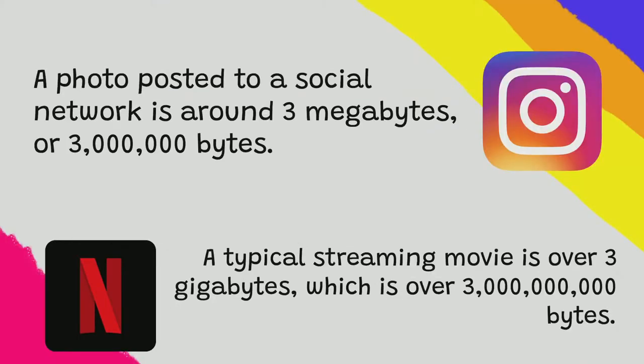A photo posted to a social network is around 3 megabytes. If you're posting a photo to Instagram, it's somewhere between 2 and 8 megabytes, depending on what you're doing. A camera phone photo, like if you take a picture with an iPhone and send it to someone, is probably going to be around 8 to 12 megabytes, depending on what the photo's of, because compression can reduce that. But 3 megabytes, I think, is a good estimate for a typical photo on social media.